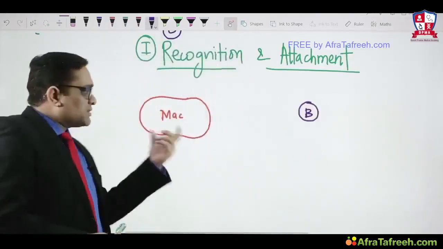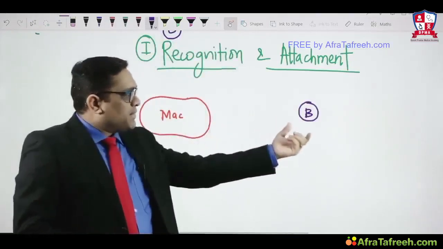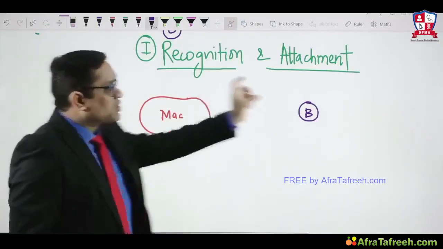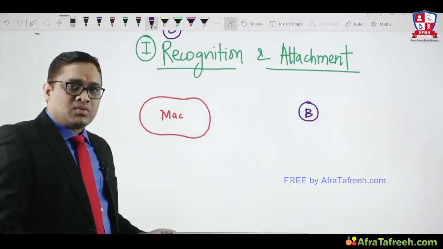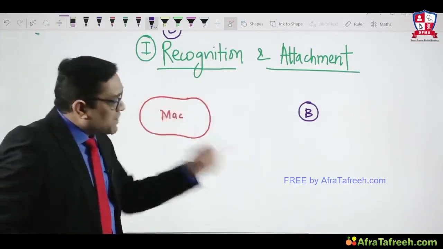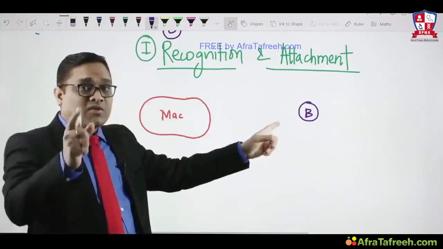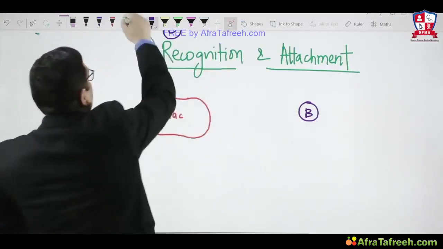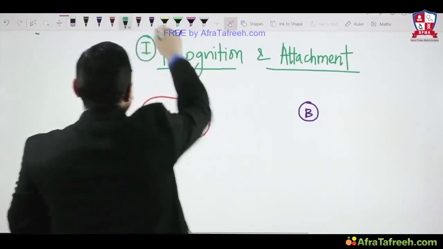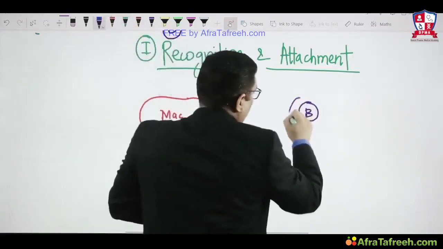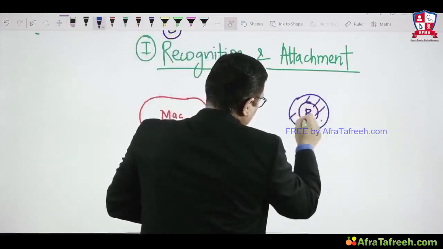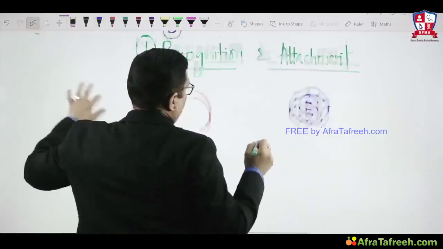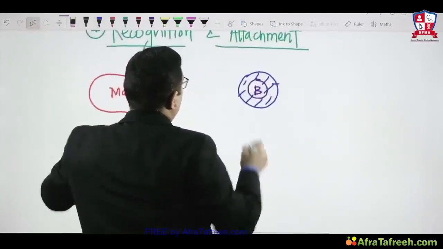So what is the basic problem for this macrophage? It is not able to identify this bacteria properly for phagocytosis, meaning recognition is not there. So how is this macrophage going to recognize this bacteria? For recognition of this bacteria, bacteria will require some special substances on their surface. These special substances will coat the bacterial body, and they are called opsonin.